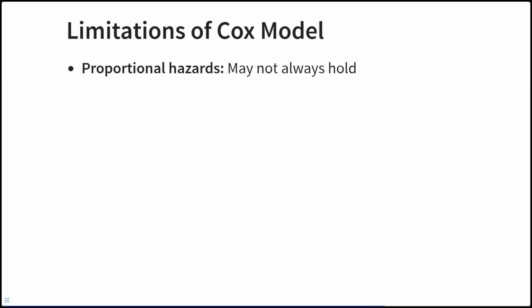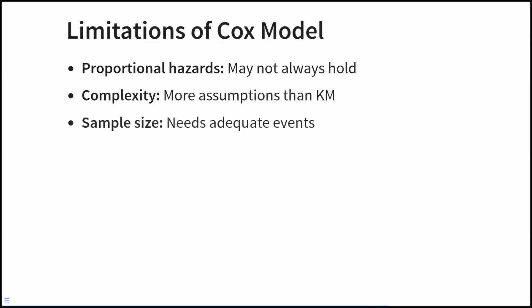It may not always hold, and we have complexity. So it has a lot of assumptions compared to the Kaplan-Meier. The Kaplan-Meier is just descriptive and it is purely non-parametric, but the Cox model is semi-parametric. And also you need to have a lot of events. When we talk about events, those are those that maybe have died in your study, or those that might have experienced something or an event you are trying to study.